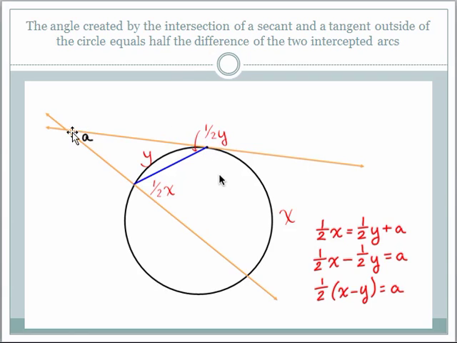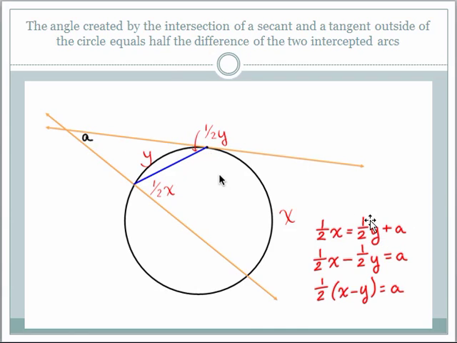So I'm looking for the measure of angle A here. If we look at the two intercepted arcs, we have arc x, and we have arc y. Arc x, we know that the inscribed angle would be 1/2 x. And for arc y, the inscribed angle that encloses that arc would be 1/2 y. Then this 1/2 x is the exterior angle of this triangle here. So just like in the last one, we have 1/2 x equals 1/2 y plus a, because the exterior angle is equal to the sum of the two other interior angles.